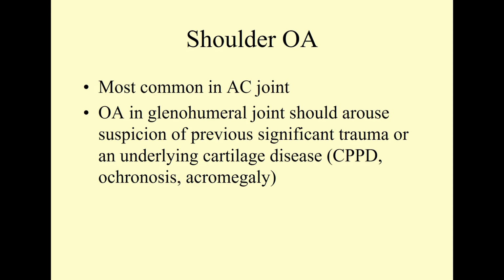When we have OA in the glenohumeral joint, we really should be considering that there has been previous and/or significant trauma. They may also have underlying cartilage disease. Again, calcium pyrophosphate dihydrate is one of those crystal deposition diseases that can induce conditions for DJD.